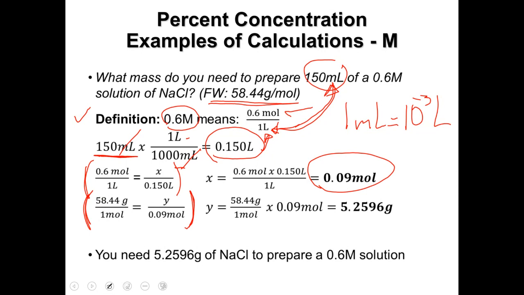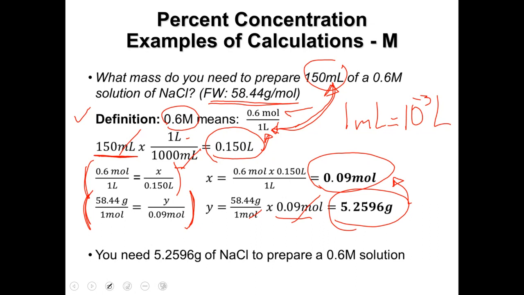Resolve this, and you can figure it out by multiplying the moles by the molar mass, or formula weight in this case. You can figure out the mass corresponding to the 0.09 moles, which is 5.2596 grams of sodium chloride. This is what you will go measure on the balance in the lab, and then you would transfer it to the solvent to prepare your solution.